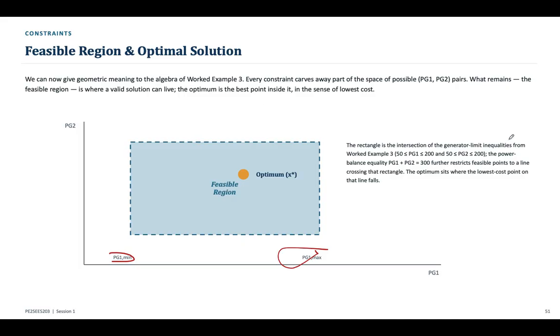So the rectangle you can see is the intersection of generator limits, the inequalities from worked example 3 here, right? The power balance, PG1 plus PG2 equal to 300, further restricts the feasible point to a line crossing the rectangle, right? So the optimum sits where the lowest cost point on that line falls in the feasible region.